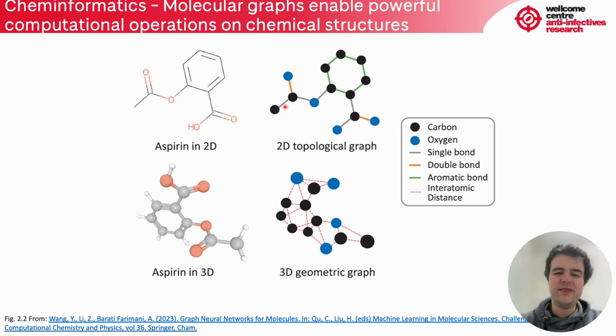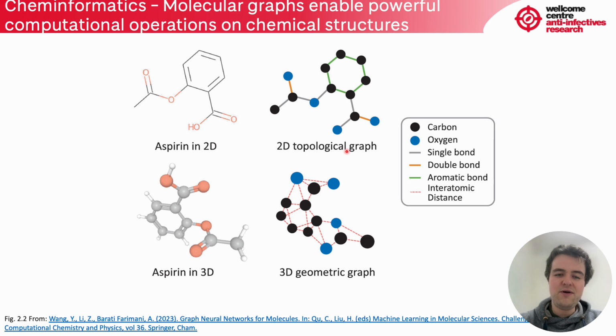And what we have then is this 2D topological graph. And what is a topological graph? Well, topological really is a fancy word to describe the sort of connectivity, relationships between the nodes in the graph, the nodes and the edges.